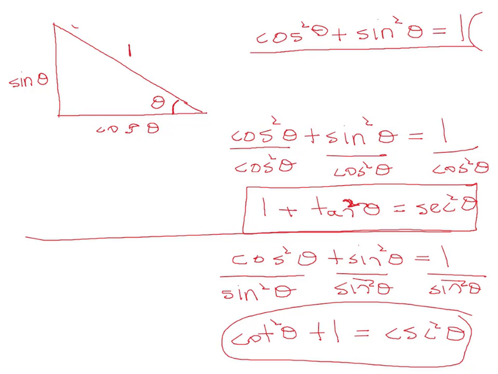I don't know why I can't get that to stay. So those are my 3 Pythagorean identities.